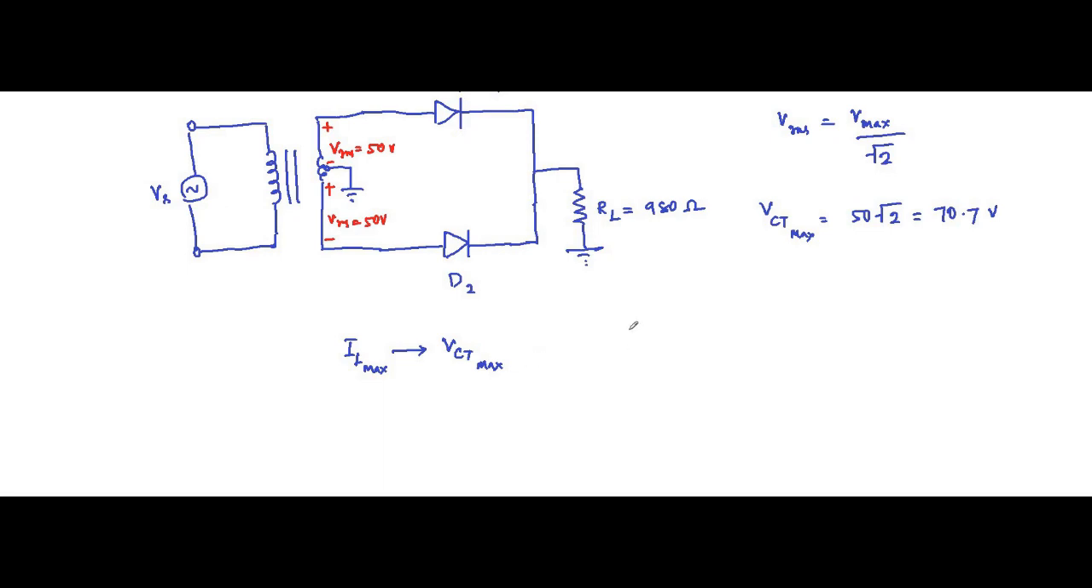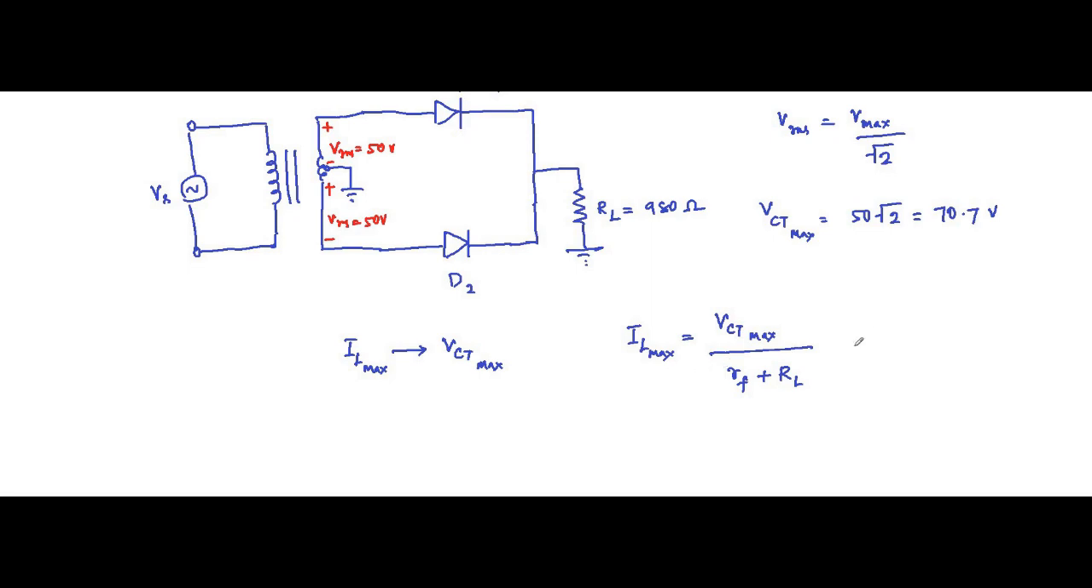So IL max is equal to VCT max by RF plus RL, the total circuit resistance. Why only one RF? Because only one of the diodes will be conducting. The other one will be non-conducting. It will be off. Only one of the diodes is on. That's why only one diode forward resistance is taken into consideration.